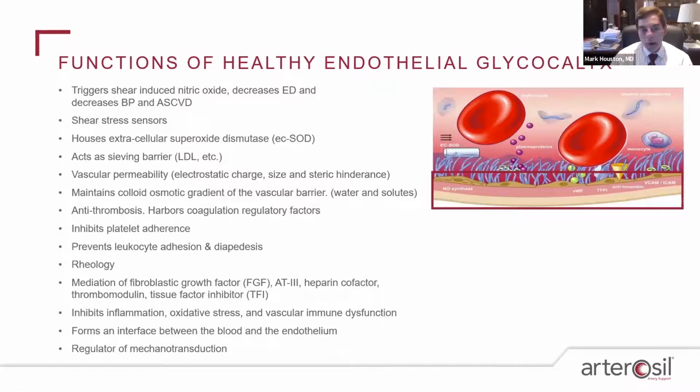There's a colloid osmotic gradient, which helps to serve as a vascular barrier. It's antithrombotic, stops platelet adhesion, leukocyte adhesion, and diapedesis. It's important in rheology in the blood. Also related to fibroblastic growth factor is other tissue factors related to both growth as well as anticoagulation. There's the 3 finite responses, which it helps to inhibit. It's an interface between the blood and the endothelium and relates to mechanotransduction issues.